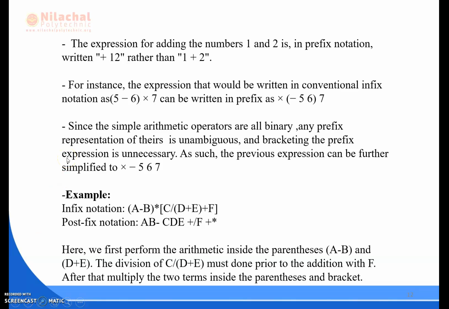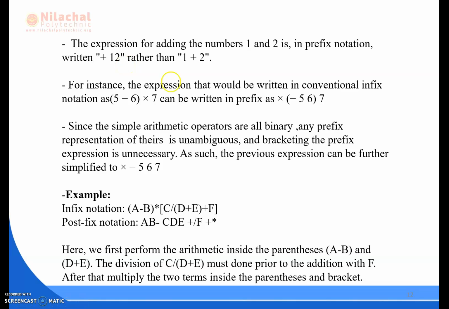The expression for adding the numbers 1 and 2: let's discuss first the infix notation, where the two operands are written, that is 1 and 2. These are two constant operands and in between there is one plus operator. But if it is written in prefix notation, we give the operator sign first, then the first operand and next the second operand, that is plus 1 2.